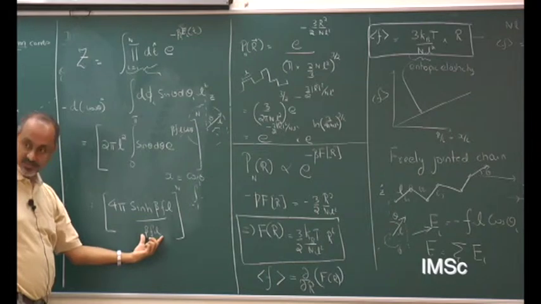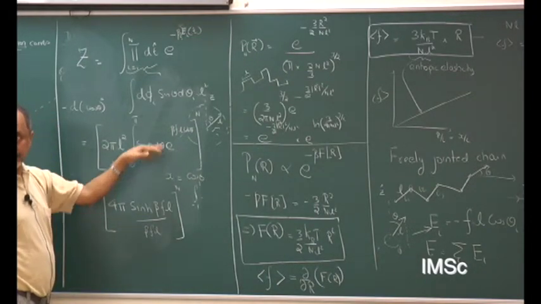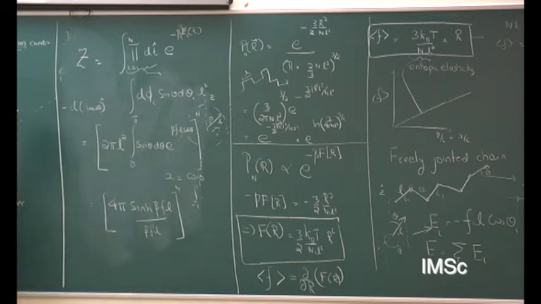The 1 by a gives us this factor. The 4 pi comes from this 2 pi times the 2 that comes from the sine hyperbolic. That's the logic behind this construction of this particular answer.